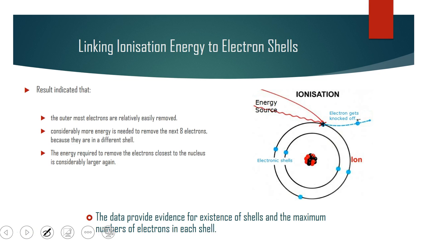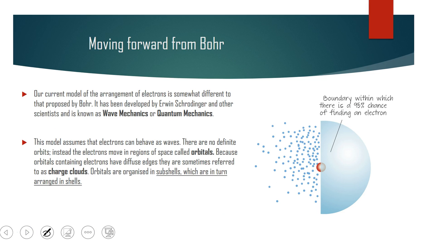Okay, and what it does is provide experimental evidence that the theoretical idea of shells has some basis in our observations. What it didn't do was explain everything though. Okay, so as with many models, they don't always incorporate all the experimental data that we find. And what scientists found was that there seemed to be some variation in electrons. So the current model of the arrangement of electrons is a little bit different to Bohr.